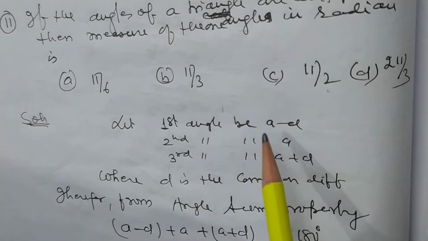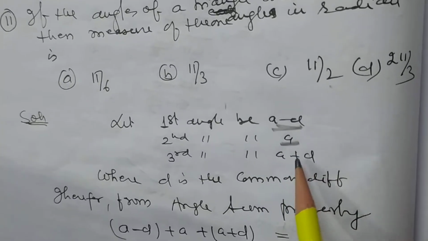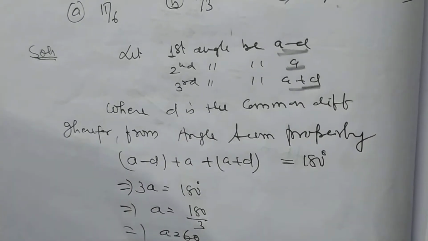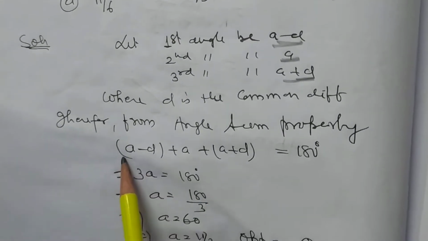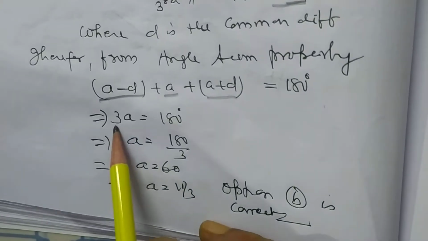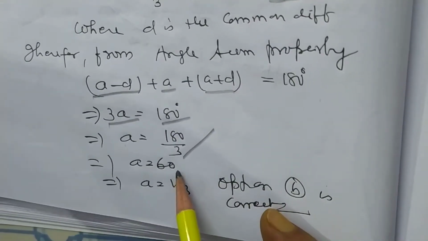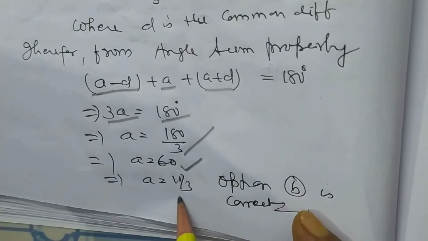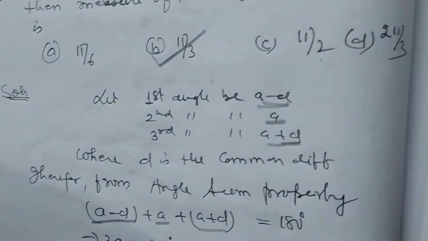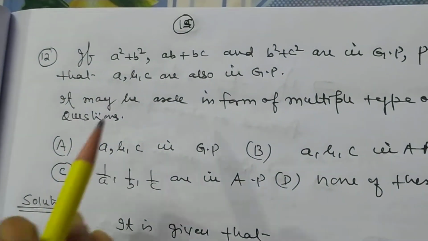That's why we consider the first term as A minus D, the second term as A, and the third term as A plus D, where D is the common difference. Therefore, from the angle sum property, A minus D plus A plus A plus D is equal to 180 degrees. 3A is equal to 180 degrees, A is equal to 180 by 3, A is equal to 60 degrees, and now A is equal to pi by 3. Option B is correct.